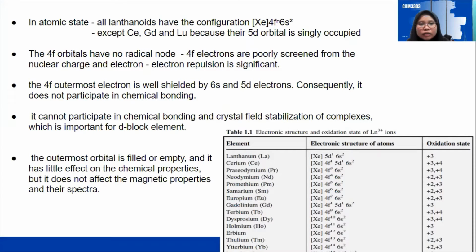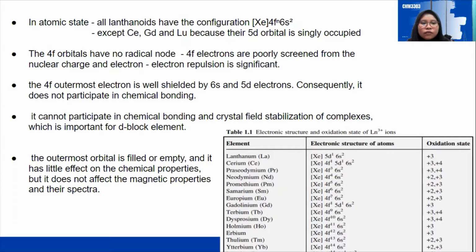First of all, in atomic state, all lanthanoids have the configuration xenon 4f^n 6s^2, where n is the number of electrons in the f orbital, except for cerium, gadolinium, and lutetium because their 5d orbital is singly occupied. And then the 4f orbital has no radial node because 4f electrons are fully screened from the nuclear charge and the electron-electron repulsion is significant.